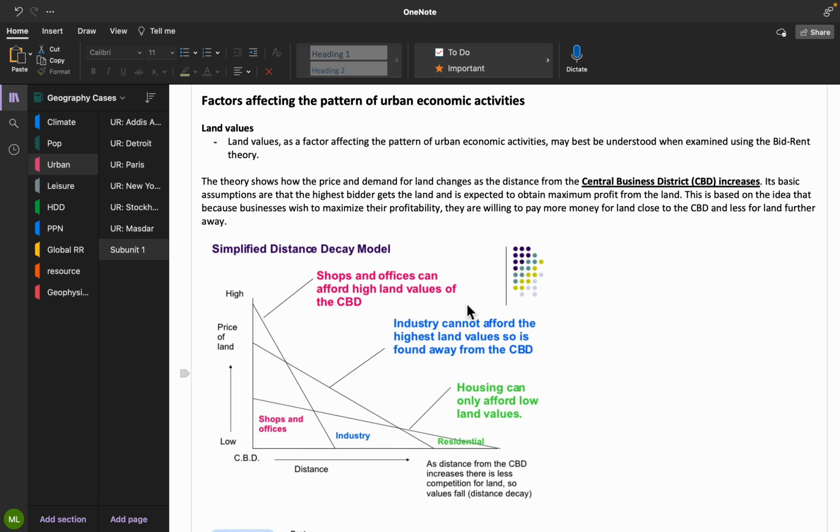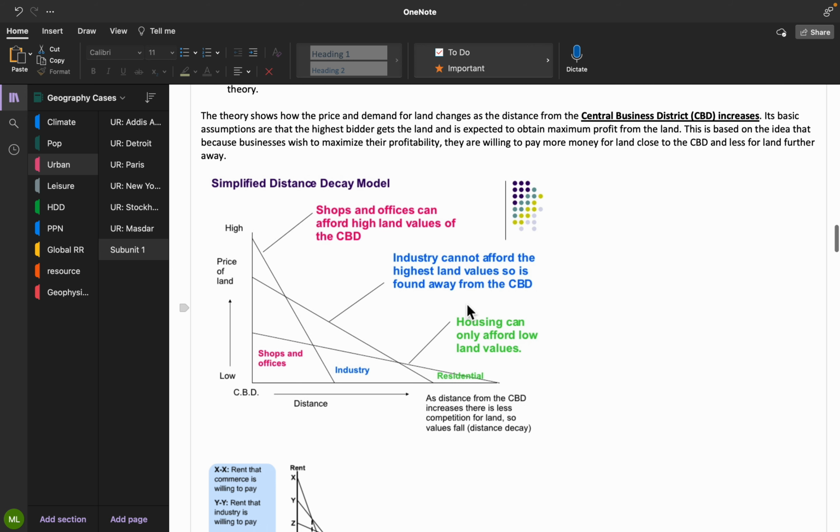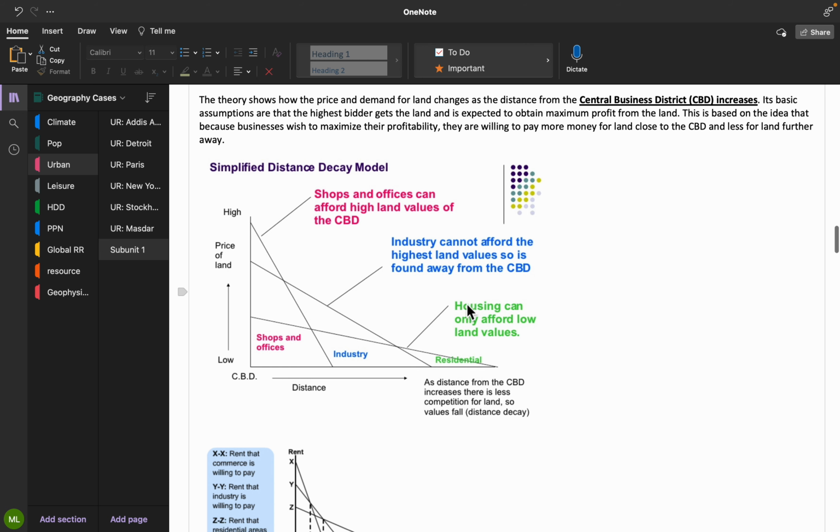Okay, now let's look at the factors affecting the pattern of urban economic activities. First we have land values. Land values as a factor affecting the pattern of urban economic activities may be best understood when examined using the bid rent theory. I have it down here. The theory shows how the price and demand for land changes as the distance from the CBD, the central business district, increases. Its basic assumptions are that the highest bidder gets the land and is expected to obtain maximum profit from the land.